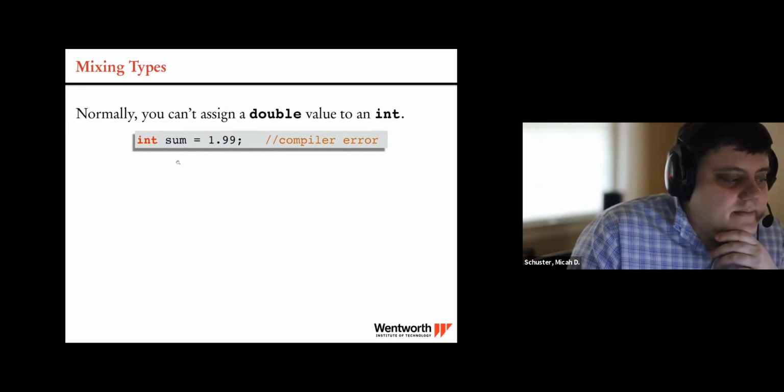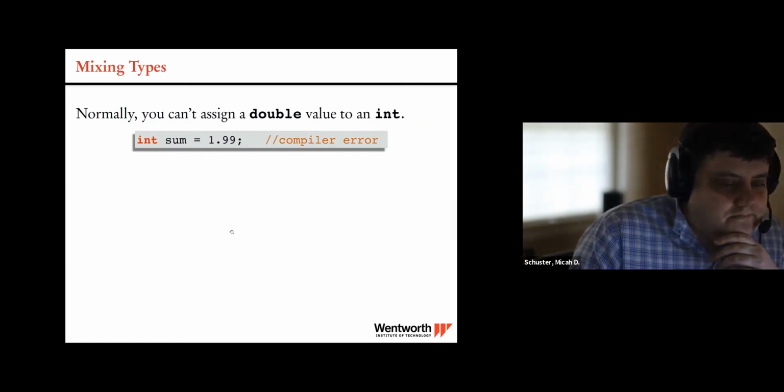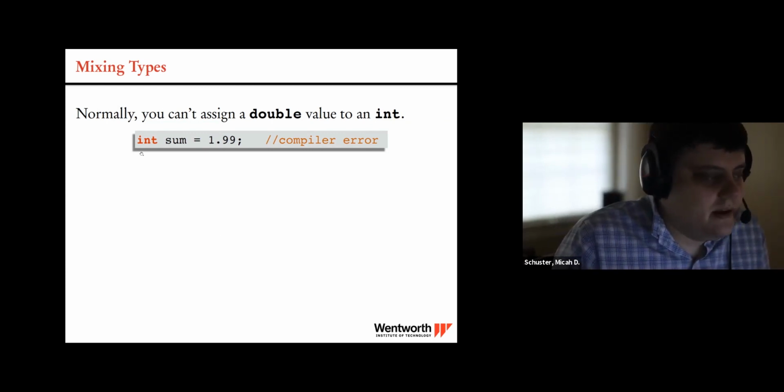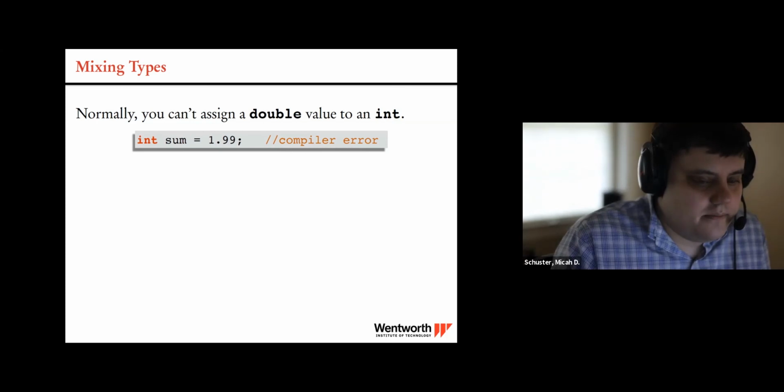If I have an int and I have a double, so this right-hand side, Java sees this as a double because it has a decimal point and some numbers after it. But I'm trying to assign it to an int. This will give me an error.